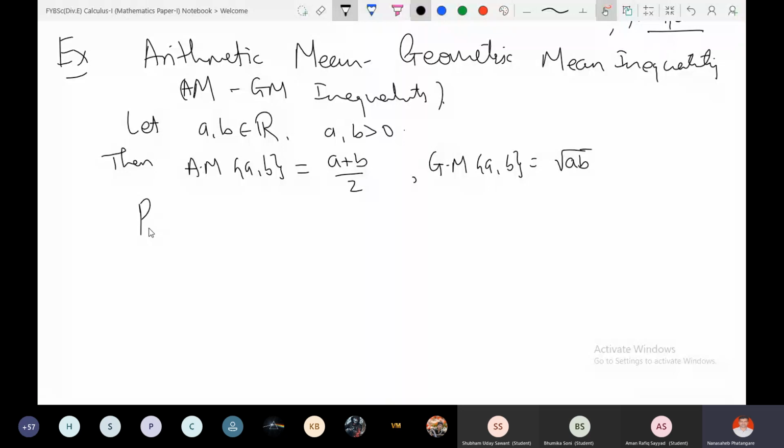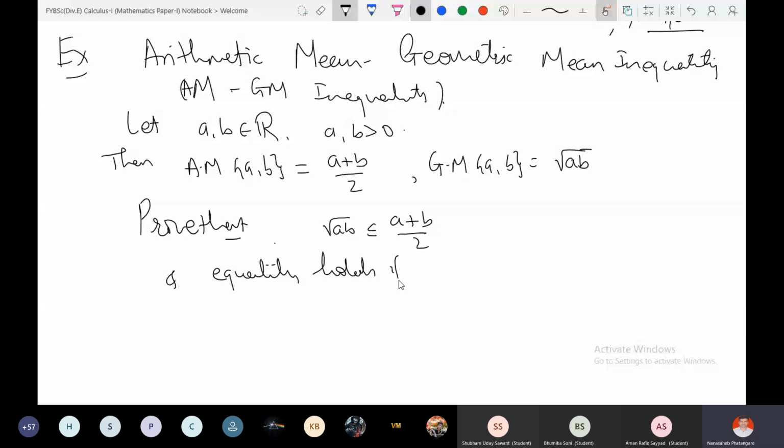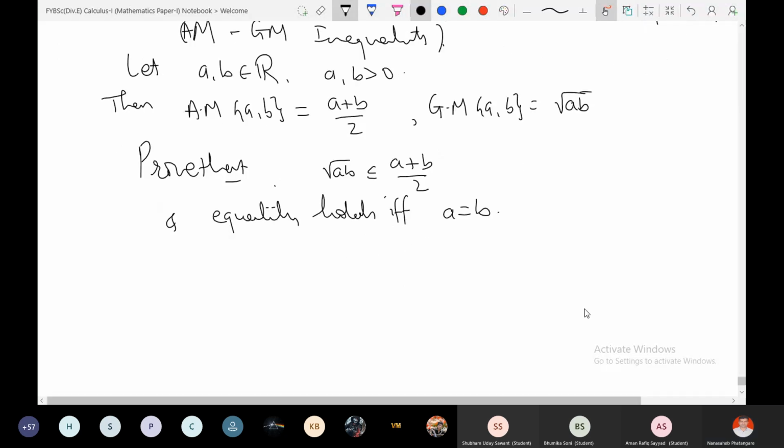Which is bigger and which is smaller. AM is greater than GM. So root AB is less than or equal to A plus B by 2, and equality holds if and only if A is equal to B. If two numbers are equal, then only the equality, otherwise less than, right? In general it is less than, and if A and B are same number, then equal. That is the situation.